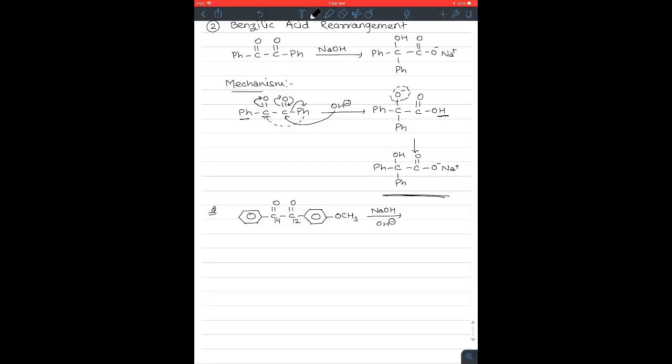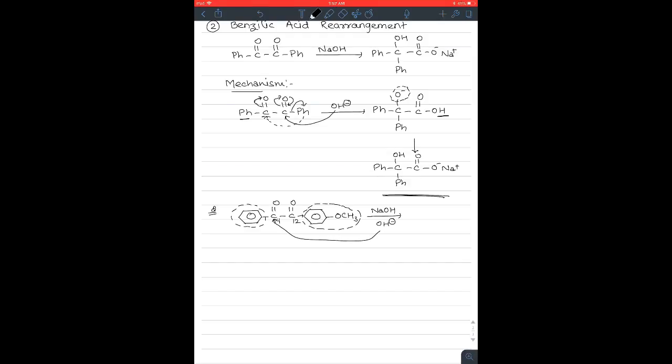If we compare C14 and C12, on C14 we have a benzene ring that is increasing the electron density by plus M, and on C12 we have a benzene ring with OCH3, and both of them have plus M. So this part of the molecule will have more plus M as compared to this part. And if this has more plus M, there will be more electron density on C12 as compared to C14. And since C14 is electron deficient, OH minus will attack first on C14.